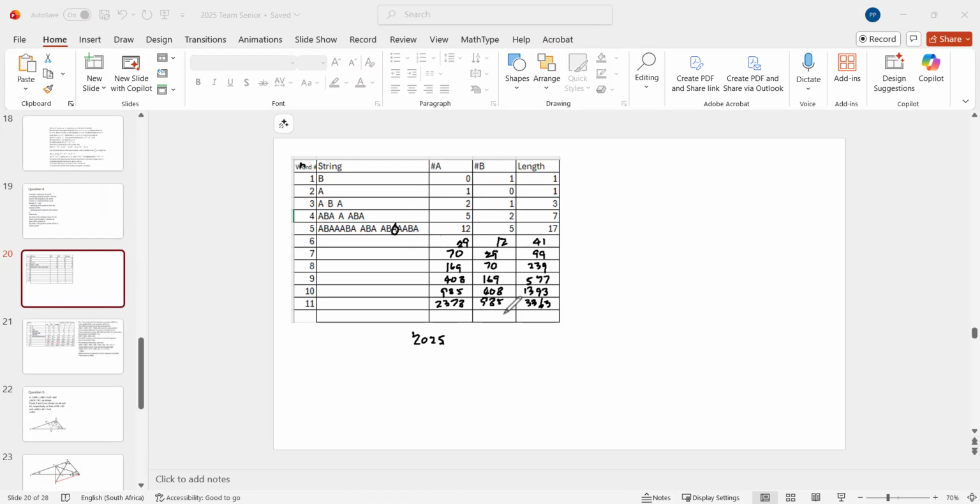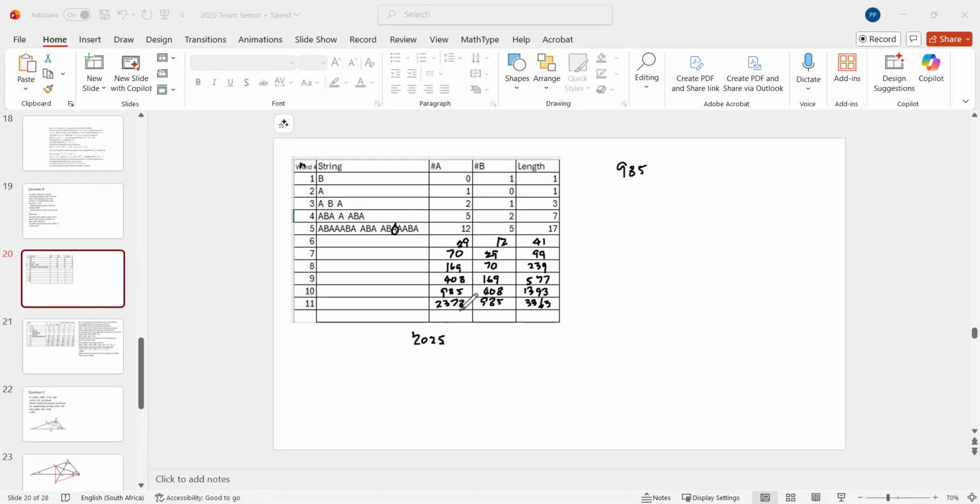So here it's the same question. What is the position of the 2025th A in this long string? So how do you do that now? Okay, the way to do that is you count the number of A's. So you've got 985 A's in the previous one, right?